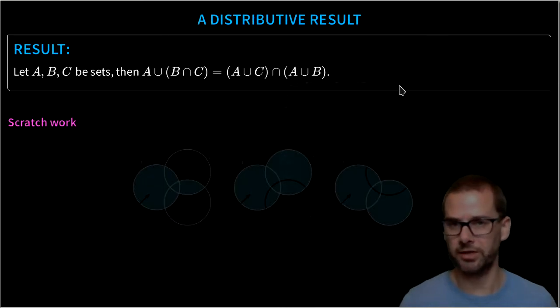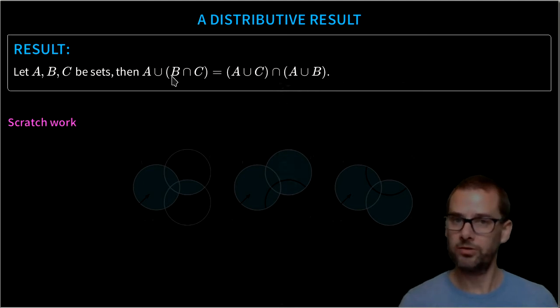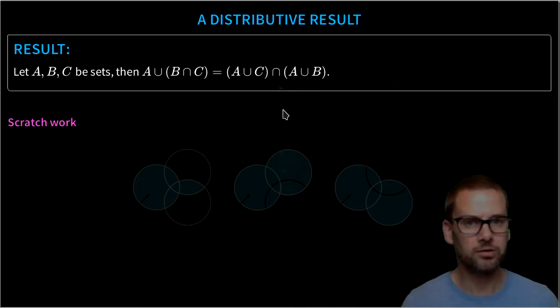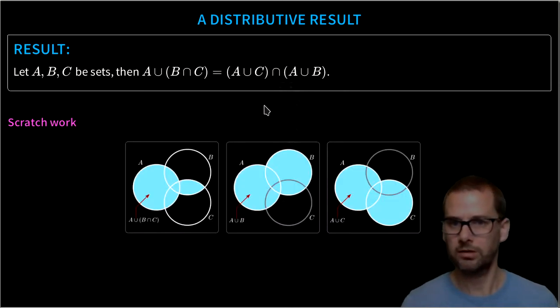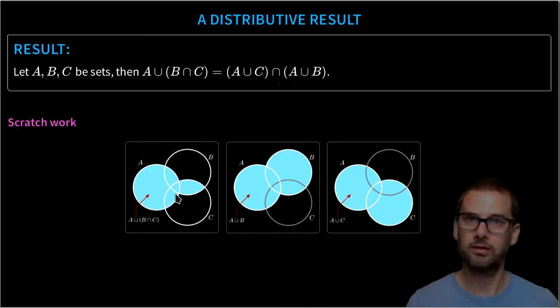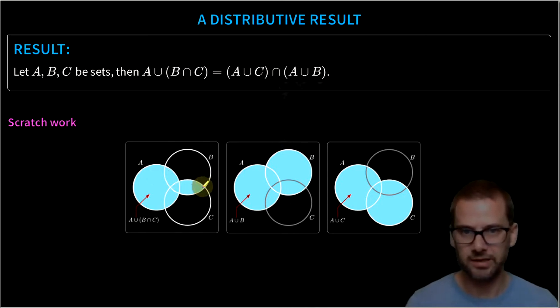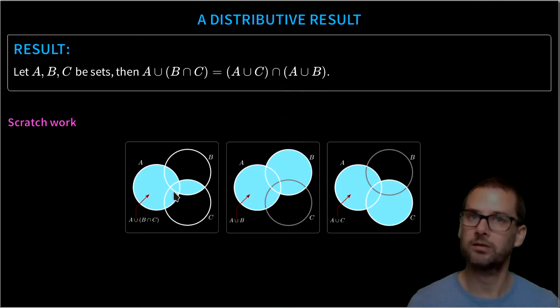A distributive result. Let A, B, and C be sets. Then A union (B intersection C) is equal to (A union B) intersection (A union C). If we do some scratch work here, let's take a look at A union (B intersection C). We've got three sets, A, B, and C. Then A is here, B intersection C is here, and so their union is this.